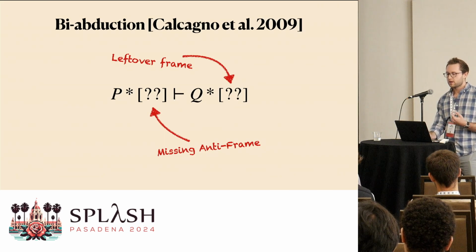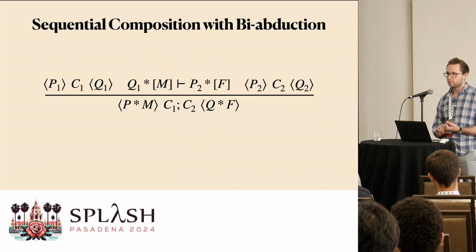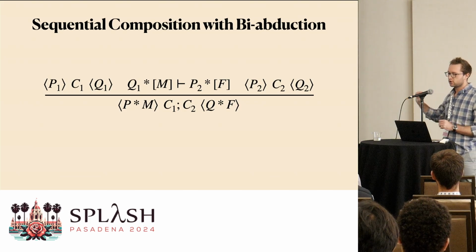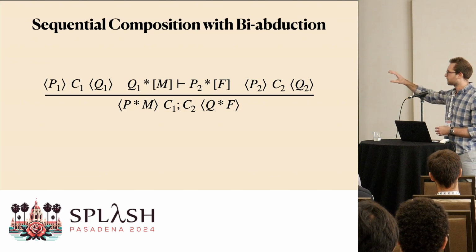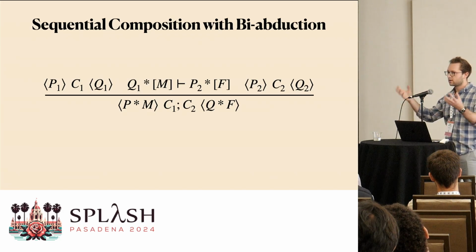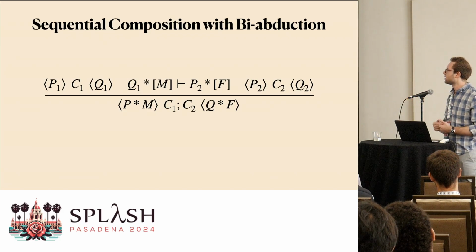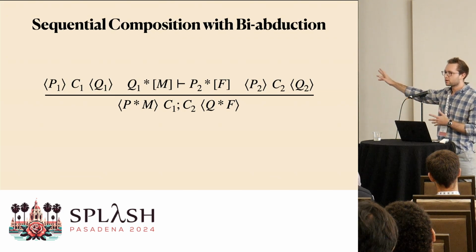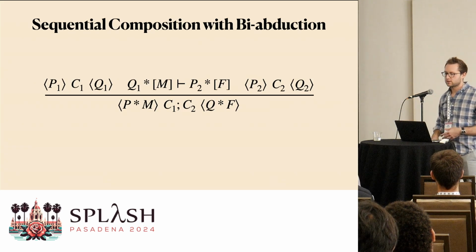And with bi-abduction, we can create a new sequential composition rule where the two pre-computed specifications don't match each other, and we use bi-abduction to find these pieces that we can add to them with the frame rule to make them go together. I mean, bi-abduction isn't guaranteed to work, but in practice, this has been a very successful technique.